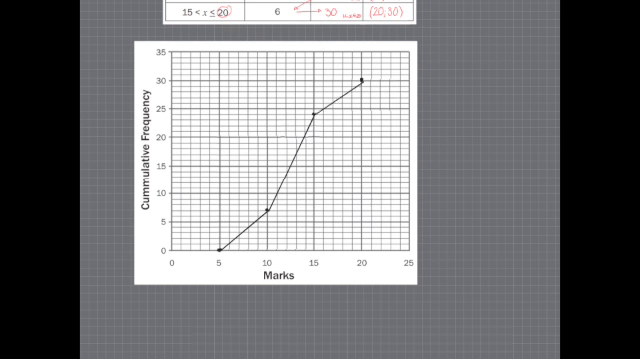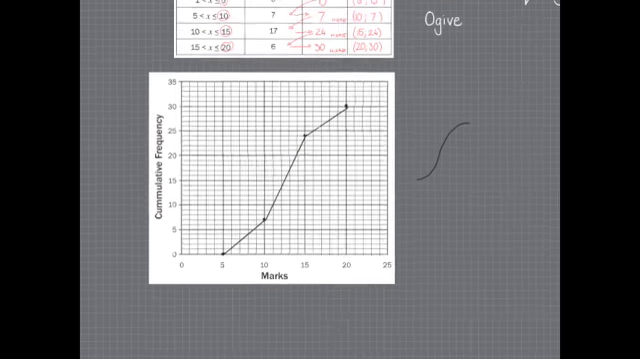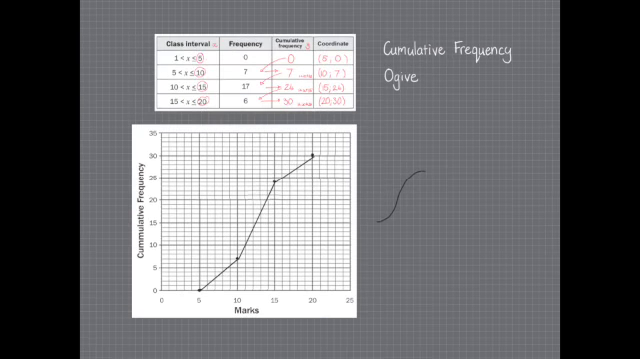Okay. So the type of shape we are looking for with an ogive has this gentle S curve. And that S curve indicates that over here there were fewer people who got between 5 and 10, but then suddenly a whole big increase happened. And now we've got 24 people who got 15 or below. And there we go. That's what the ogive looks like, and that's how you plot it.